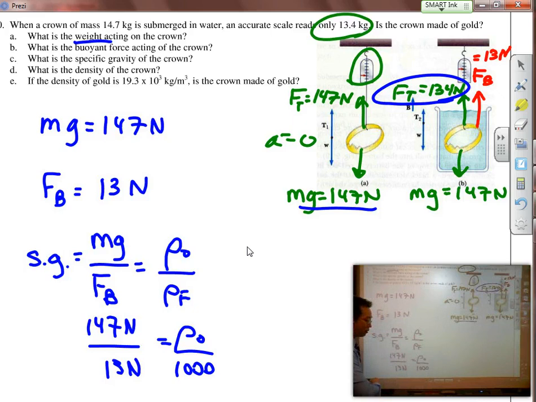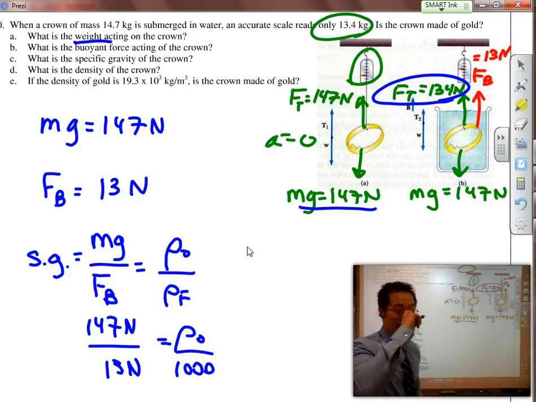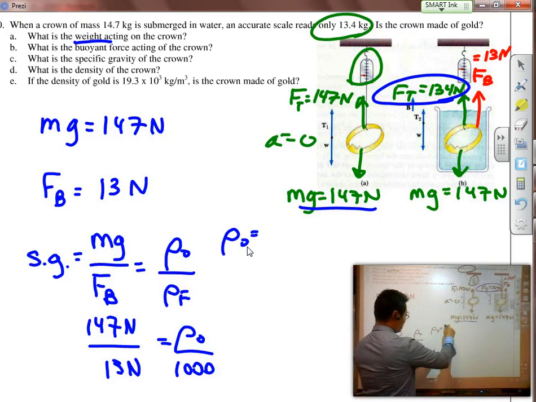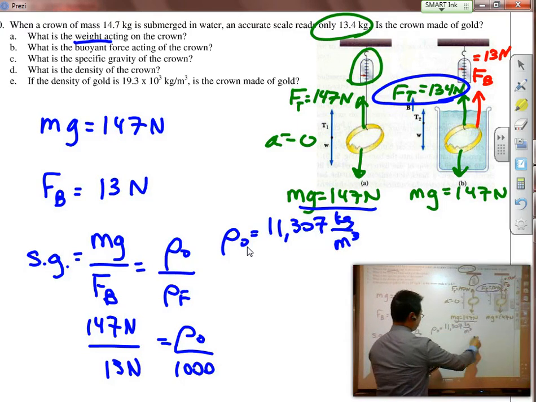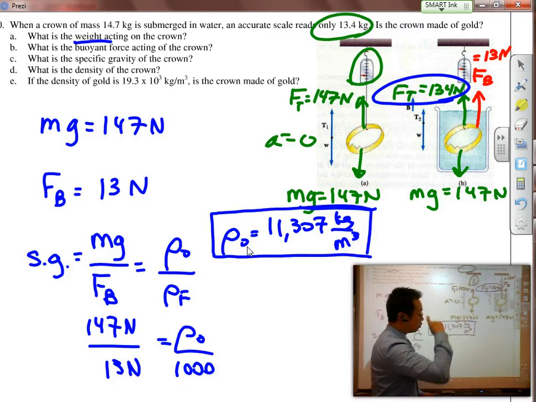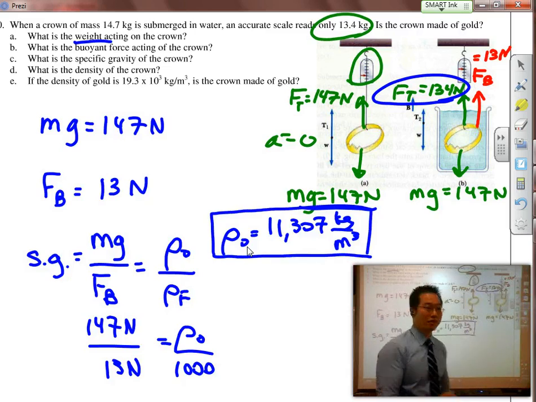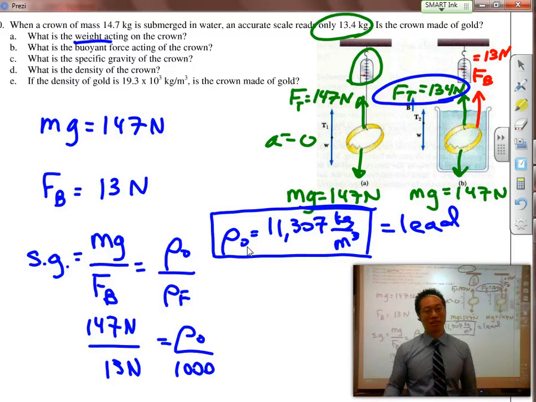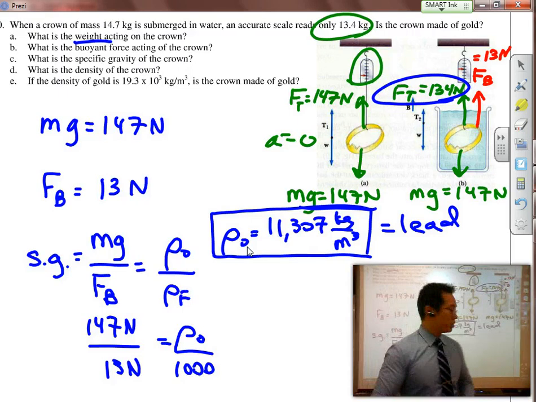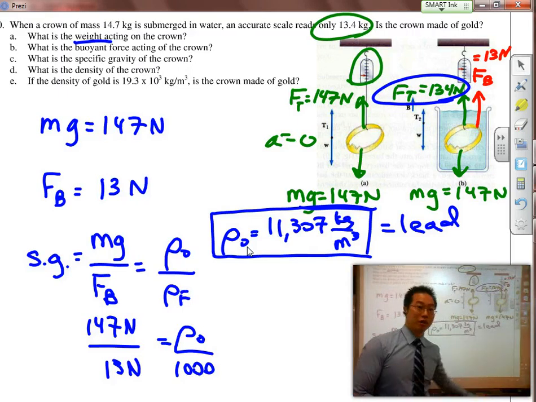So when you cross-multiply this, and you work it out, he found that the density of the crown that he had was equal to 11,307 kilograms per meter cubed, which, by the way, happens to be the density of lead, okay? Meaning that the crown was not actually made out of gold. Now, this is just one example of how a specific gravity problem might look.